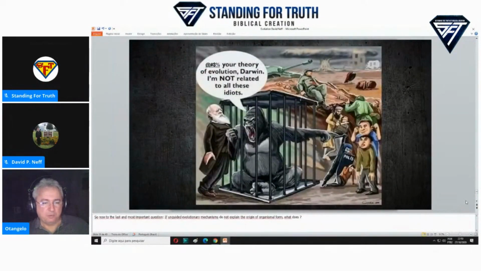So now to the last and most important question. If unguided evolutionary mechanisms do not explain the origin of organismal form, what does?